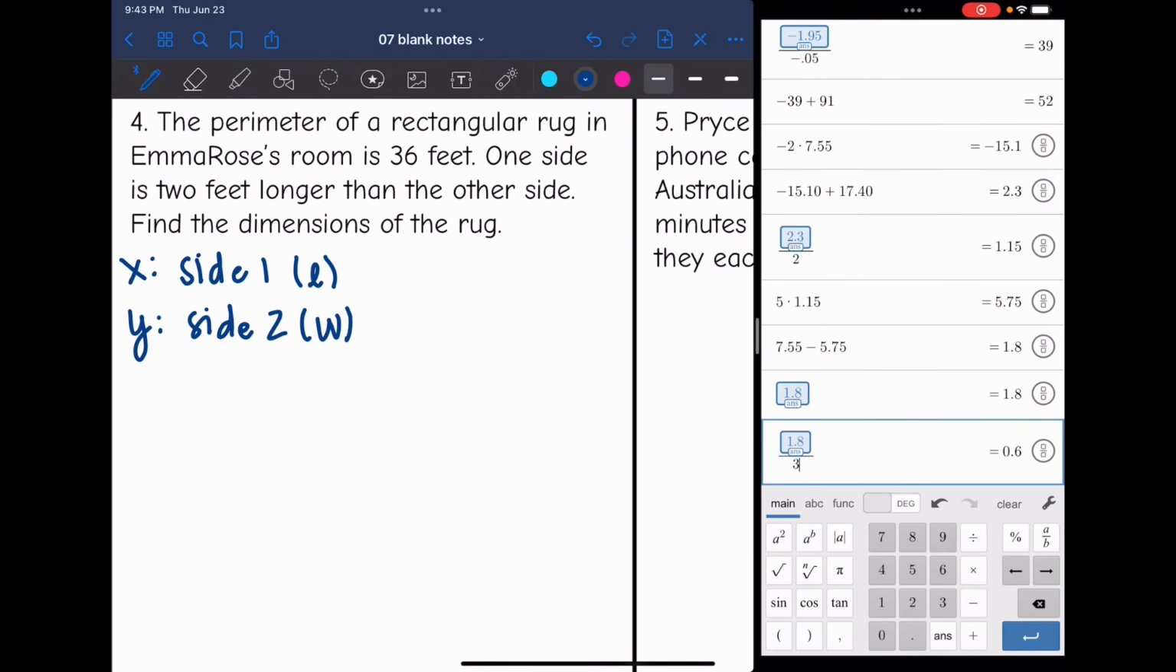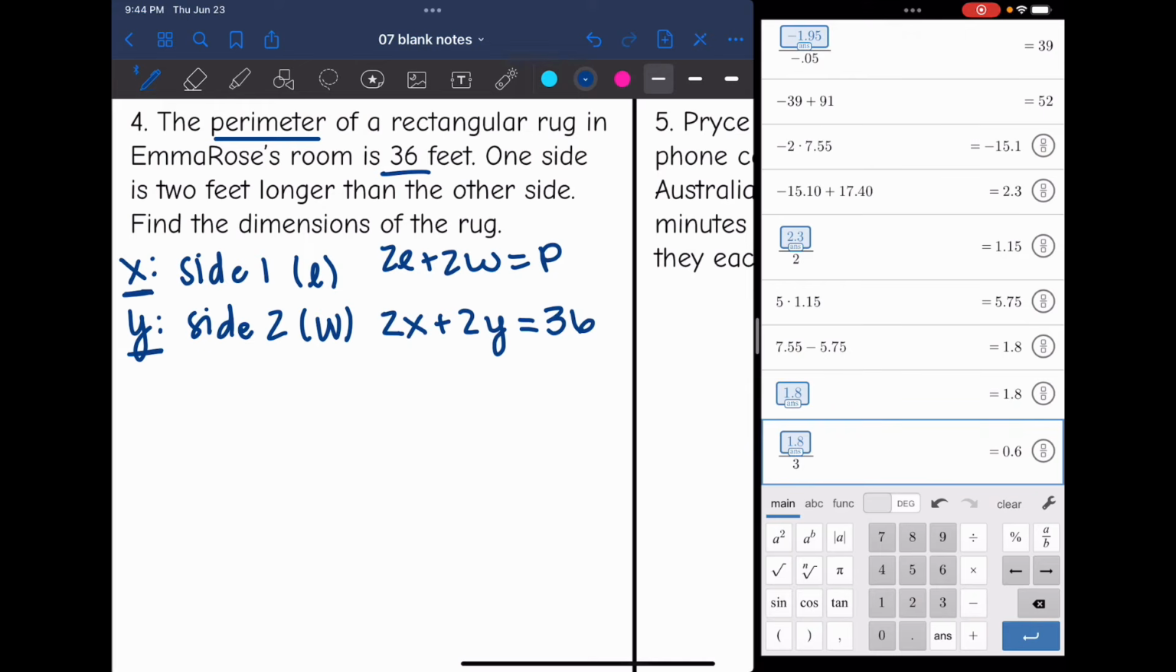Okay, and it says the perimeter of the rug is 36 feet. We have a formula for perimeter. It is 2 times the length plus 2 times the width equals the perimeter. So let's plug in what we have for that. 2 times our length x, plus 2 times the width y, equals 36, because they told us the perimeter is 36.